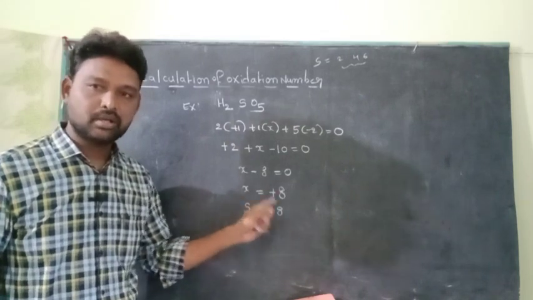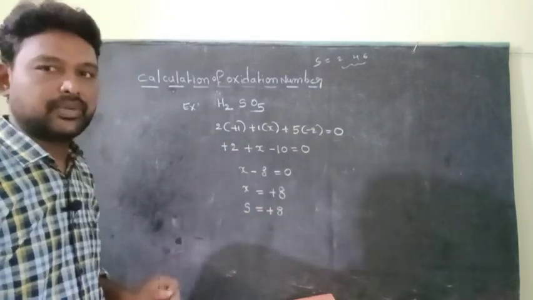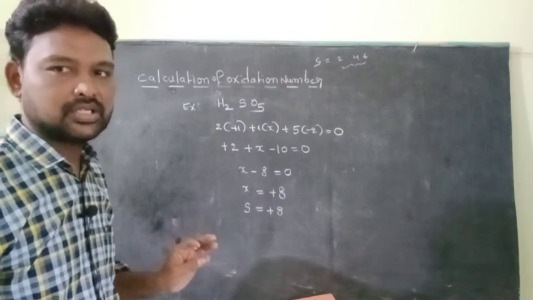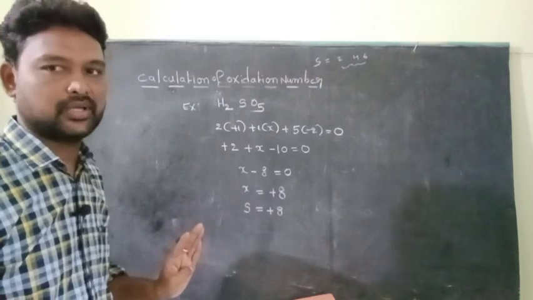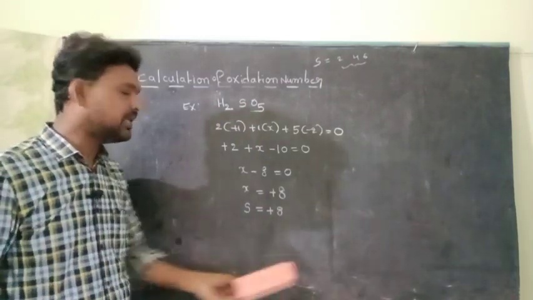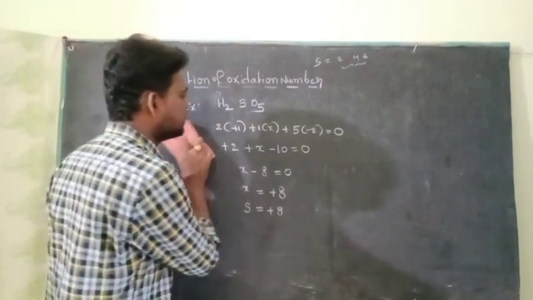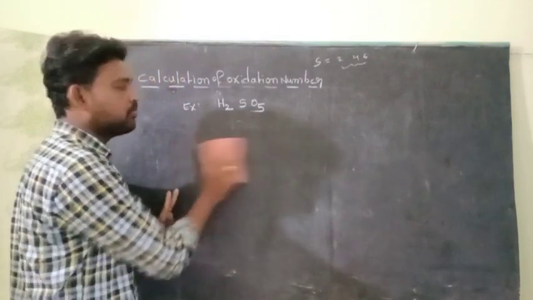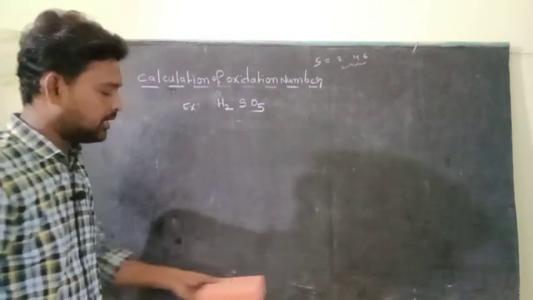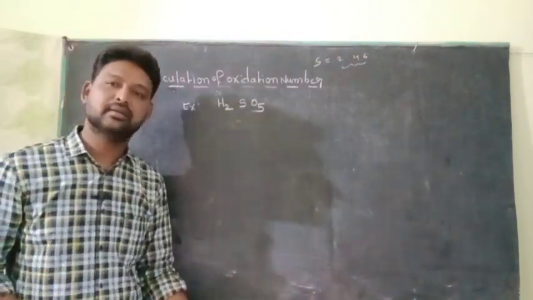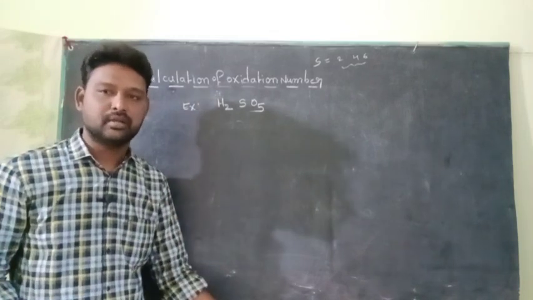This is a wrong answer, because sulfur exists in 2, 4, 6 oxidation numbers only. Any other number is nothing but a wrong answer. That's why this is also a peroxy compound. In a peroxy compound, we take a minimum of 2 oxygen atoms as peroxy oxygen atoms.